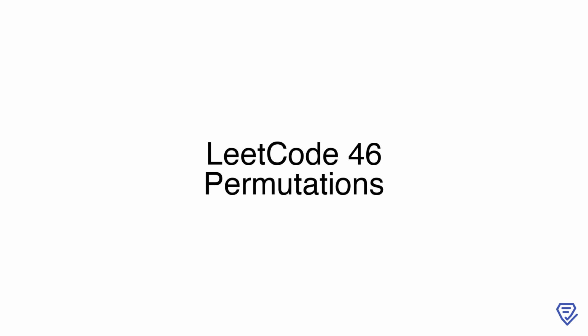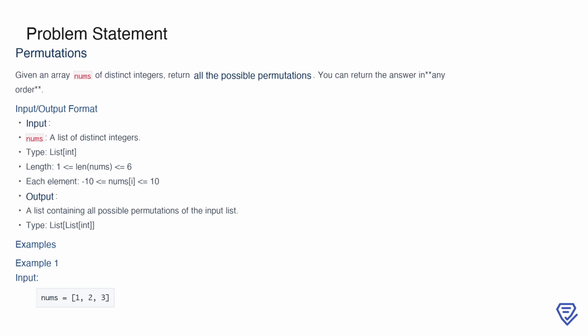Let's dive in. In this problem, we're tasked with generating all possible permutations of a given list of distinct integers. A permutation is an arrangement of all the elements in the list, where the order matters. The output doesn't need to be in any specific order, it just needs to include every unique arrangement.